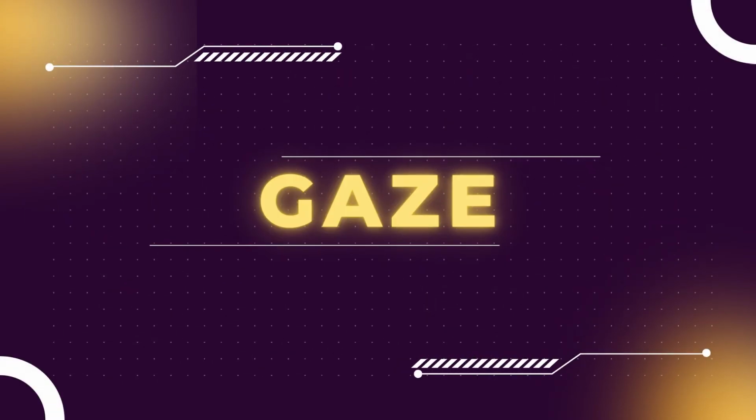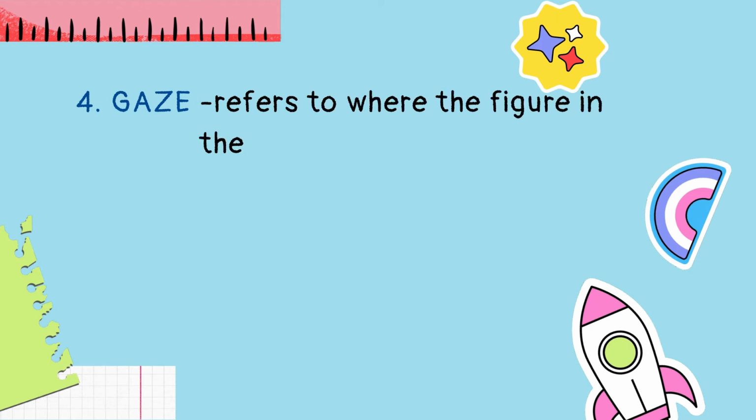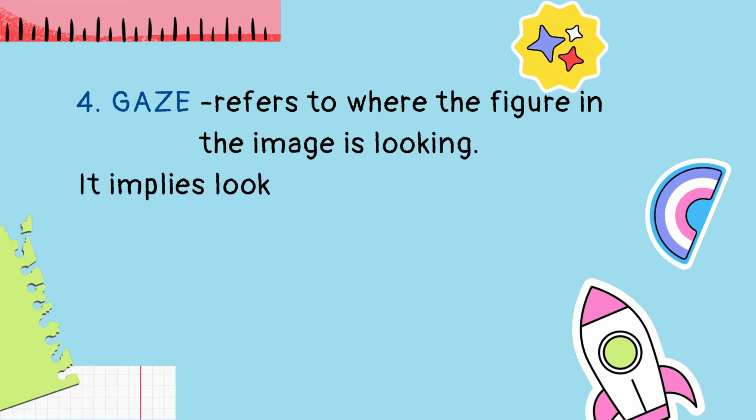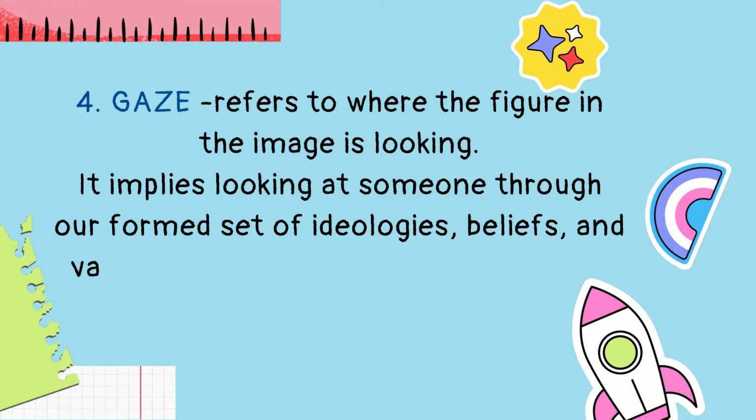Now let's go to another visual element, which is gaze. Gaze refers to where the figure in the image is looking. It implies looking at someone through our formed set of ideologies, beliefs, and values. These can include our accepted norms, prejudices, and value judgments.